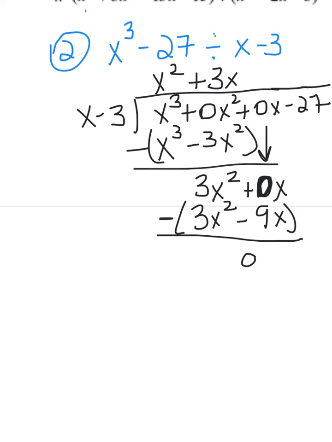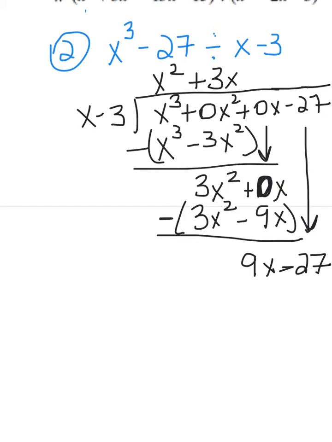So I put in my 9x. And then I bring down my last placeholder, and don't forget this negative right here. This is a negative 27. So when I bring it down, don't forget to bring down this negative sign. Because if you forget it, then your answer is going to be wrong. So make sure you're not dropping any negatives. Negative 27. And then we do the division again.